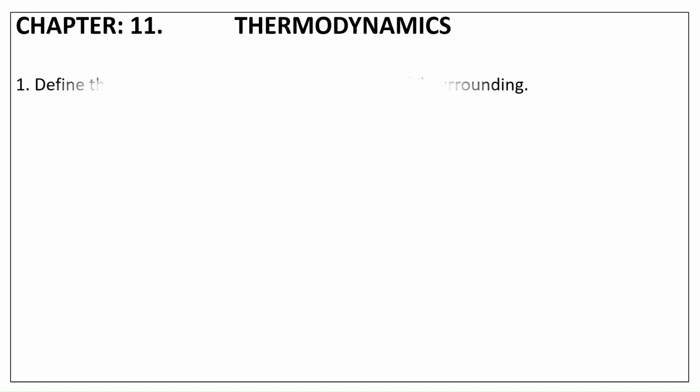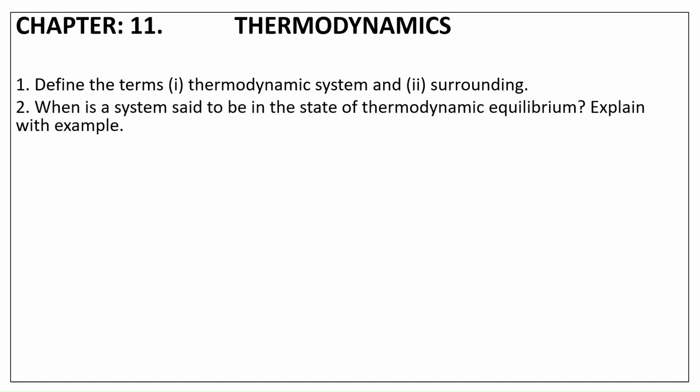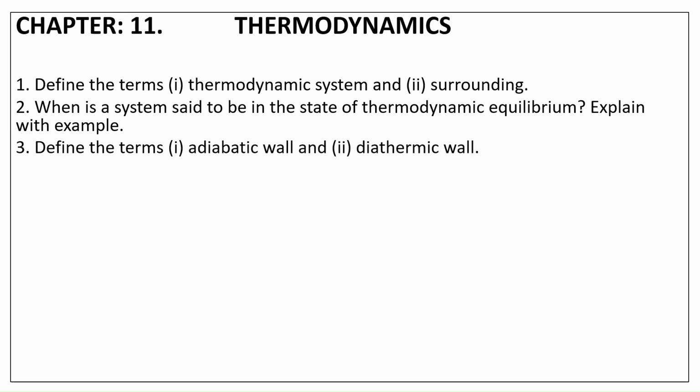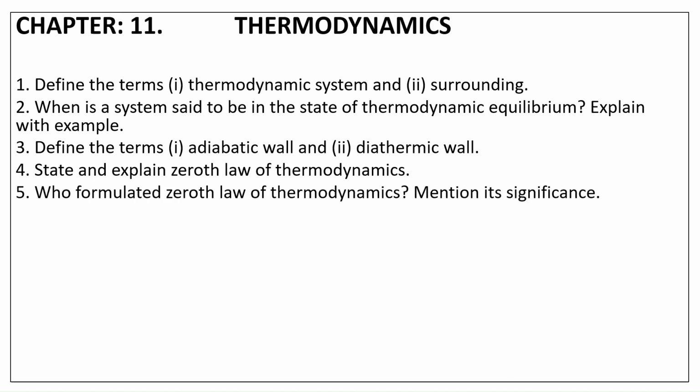Next. Chapter 11. Thermodynamics. 1. Define the terms 1. Thermodynamic system and 2. Surrounding. 2. When is a system said to be in the state of thermodynamic equilibrium? Explain with example. 3. Define the terms 1. Adiabatic wall and 2. Diathermic wall. 4. State and explain zeroth law of thermodynamics. 5. Who formulated zeroth law of thermodynamics?